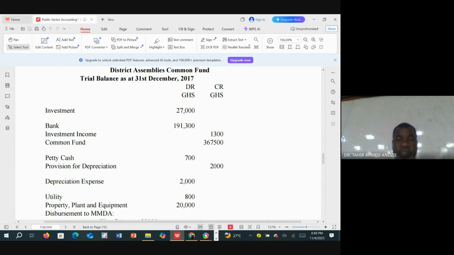You know what we mean by trial balance. So investment here is money that they took for investment. It's an asset for them, right? The money is what they have invested in other securities. Then bank, that is the asset they have at the bank in terms of cash. Then you have investment income, that is interest obtained from the investment. We have common fund, that is the amount they receive from the common fund allocation.